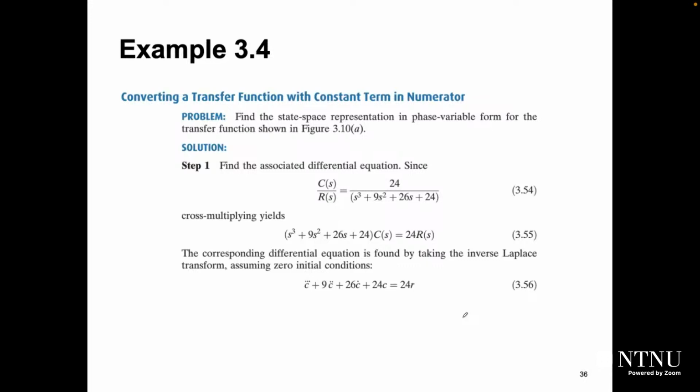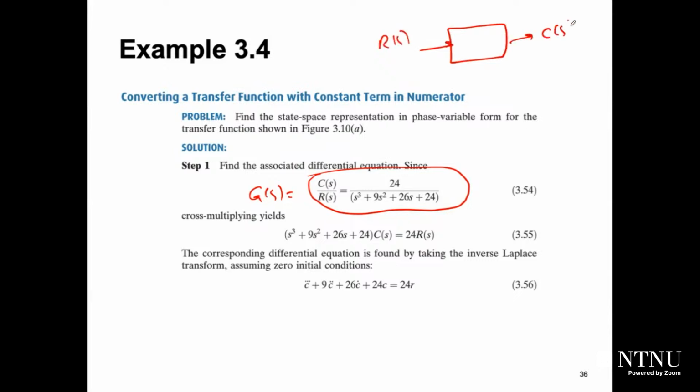In this example, we have a transfer function with a constant. In fact, we solved this one before in the last chapter, but it's very similar because we're just repeating ourselves. We have this transfer function, and we need to find the differential equation, right? The transfer function equals C of S divided by R of S. So your system looks like this: the input to your system is R of S, and the output is C of S. We have here the transfer function, and we need to get the differential equation. Once we have the differential equation, from it we can write the state space representation.